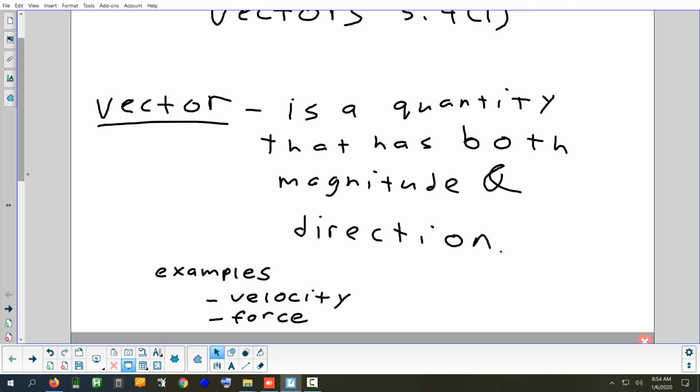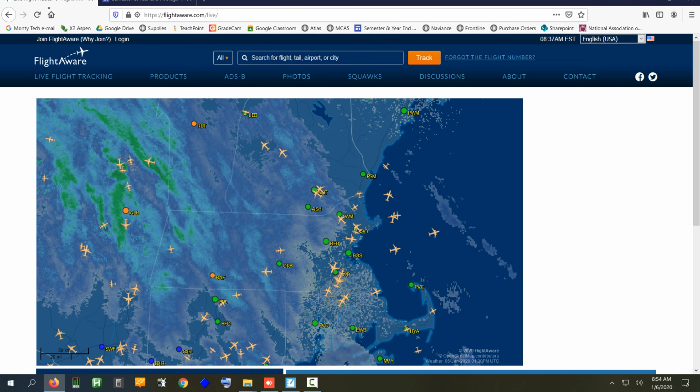So if we take a look at this website that I brought up, you could think of each one of these planes as a vector. Okay? They all have a direction they're going. They all have a speed they're going. What makes these a little more complicated is it's 3D. So it might look like two planes are really, really close, but one of them could be on the ground and one of them could be 10,000 feet high. Right? So that makes it a little different.